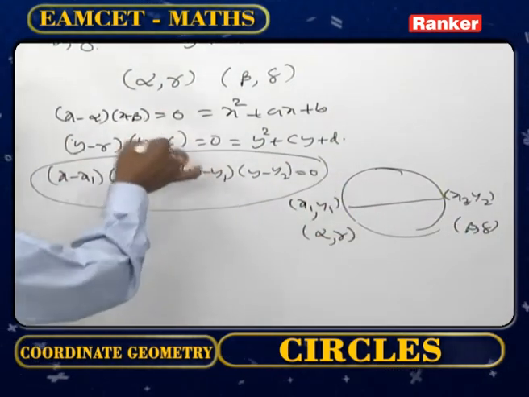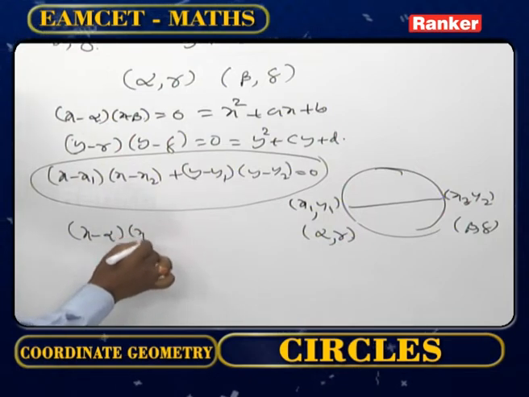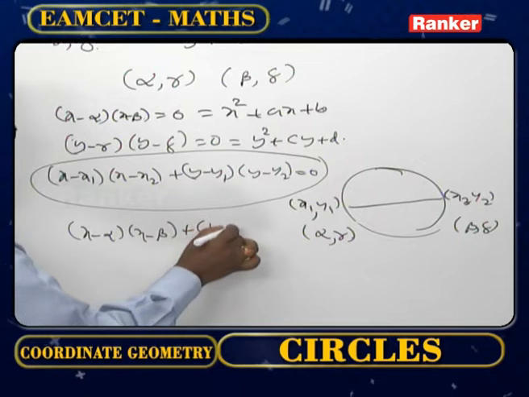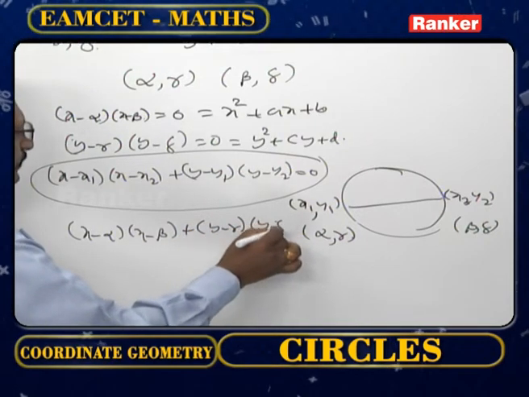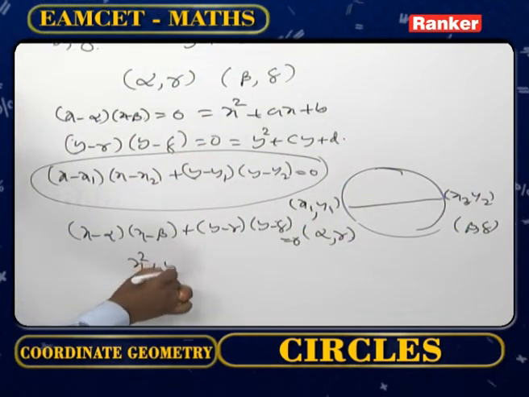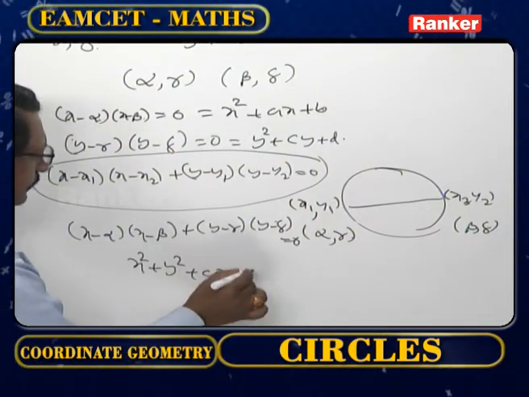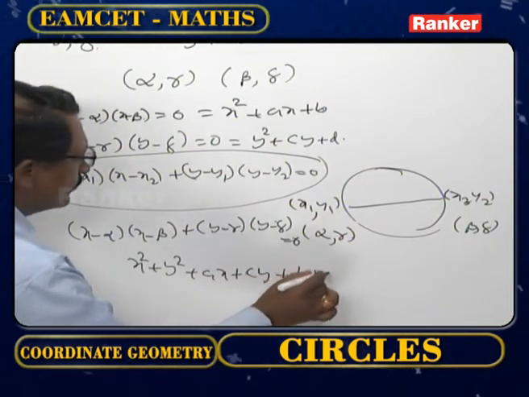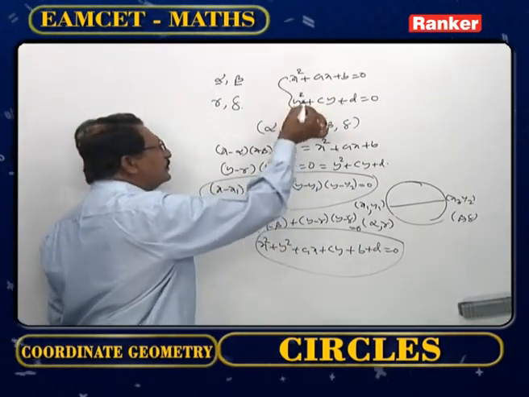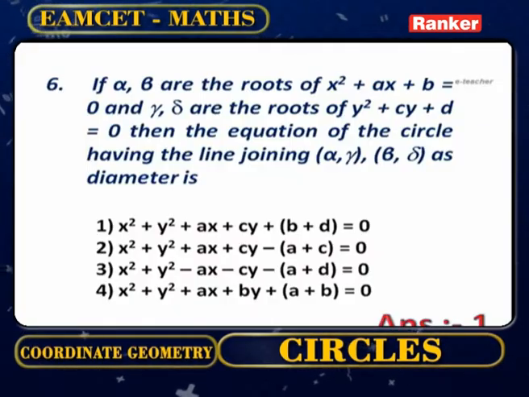Adding the two equations, we get (x - alpha)(x - beta) + (y - gamma)(y - delta) = 0. Now, just adding the two equations we get x squared + y squared + ax + cy + b + d = 0, which is the required equation of the circle. Just adding the given two equations we get the equation of the circle. Now, the first option is correct.